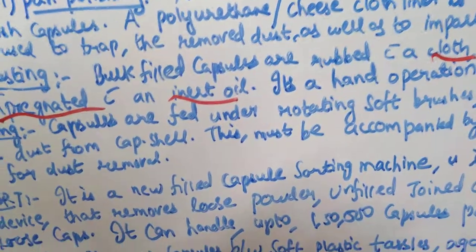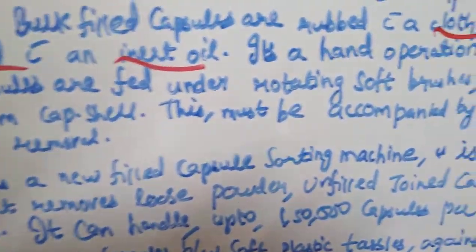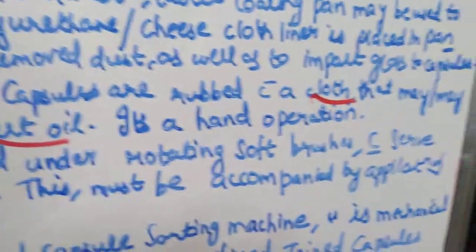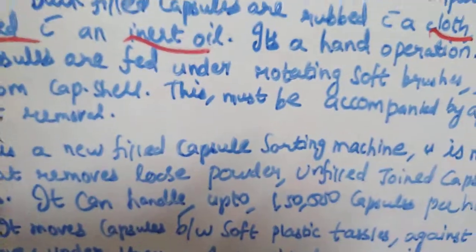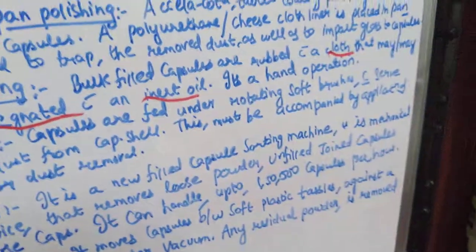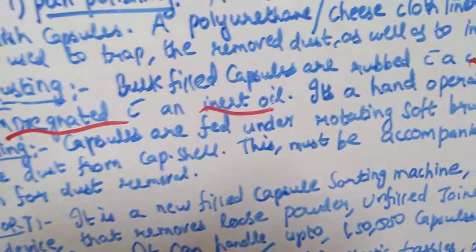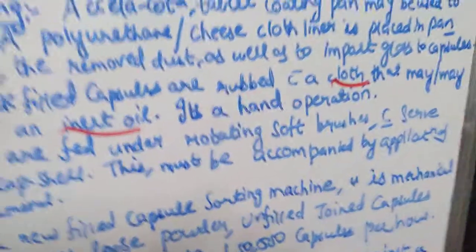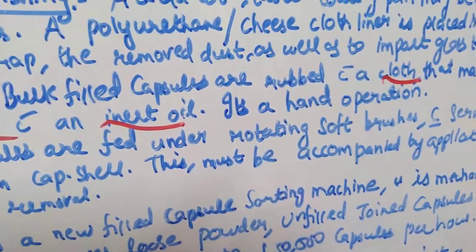If any loose powder is present, it helps to remove it, and any unfilled joined capsules and loose caps of the capsule shells will also be removed. It can handle up to 1,50,000 capsules per hour.